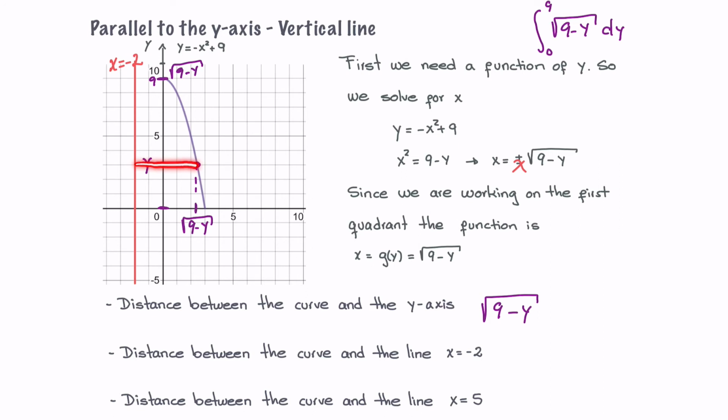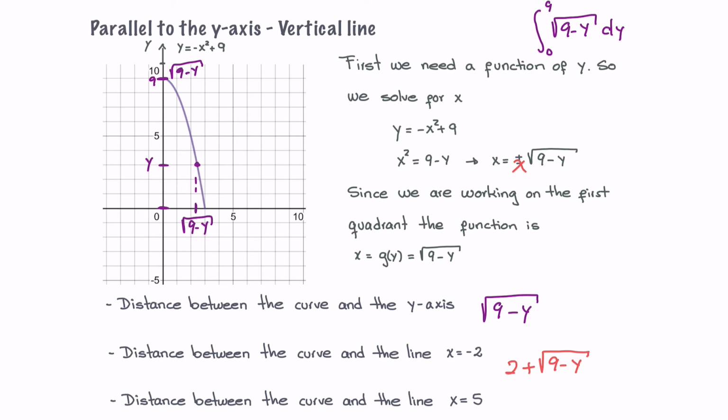distance. As we did with the x-axis, we know this distance, and we know this distance. Just add them up. This is just 2, and this is the square root of 9 minus y. So that distance here is 2 plus the square root of 9 minus y.